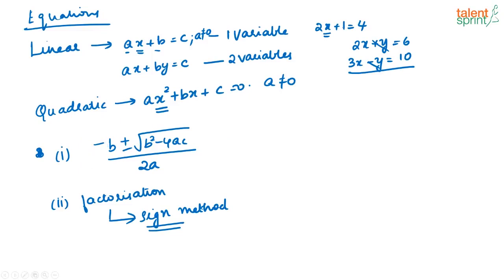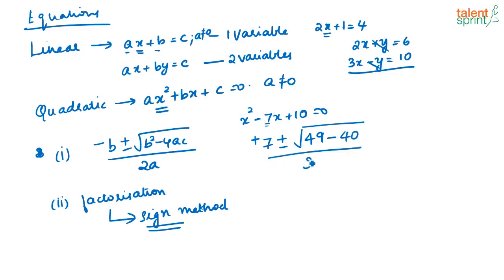I'll just take one equation and solve it using the formula also. Let me take the equation x squared minus 7x plus 10 equal to 0. If I am using the formula here, what is the coefficient of x? That is b. This is of the form ax squared plus bx plus c is equal to 0. So what is b? b is 7 here. So minus b is minus 7 here, minus of minus, so it will become plus. Plus 7 plus or minus root of b squared, which is 49, minus 4 into a into c. a is 1, c is 10, so minus 40, divided by 2a, a is 1.